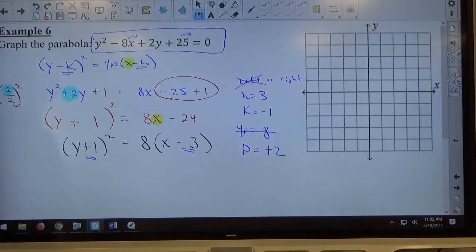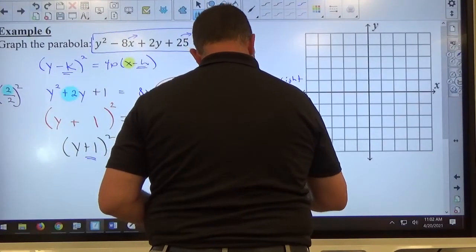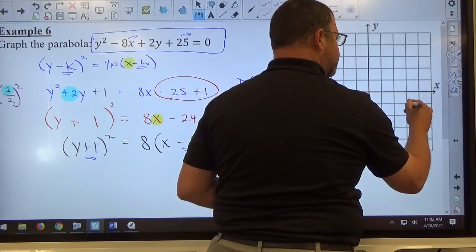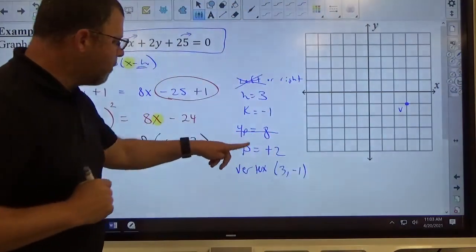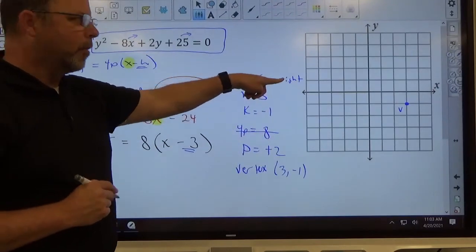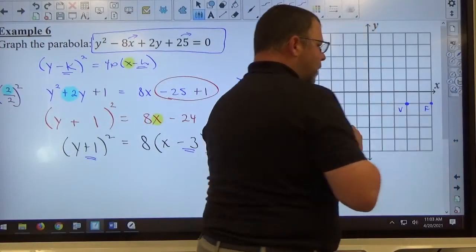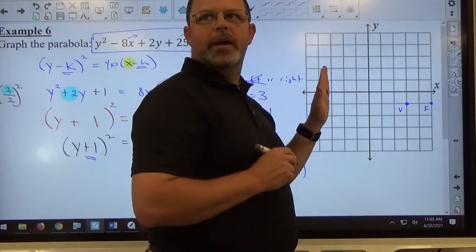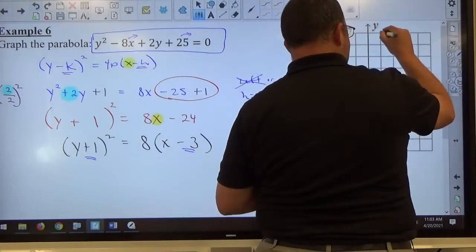So now we just put stuff to paper. The vertex is 3, negative 1. 1, 2, 3, negative 1. That's my vertex. I'm going 2 to the right for my focus. 1, 2, there's my focus. If I went 2 right for my focus, where'd I go for directrix? 2 left, and what kind of line is it? Vertical. 2 left, vertical line.